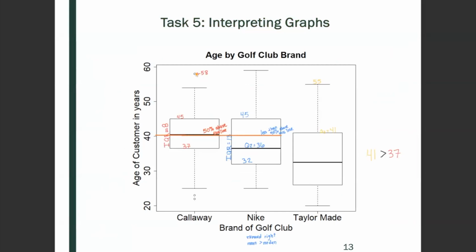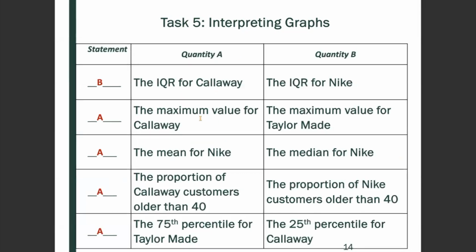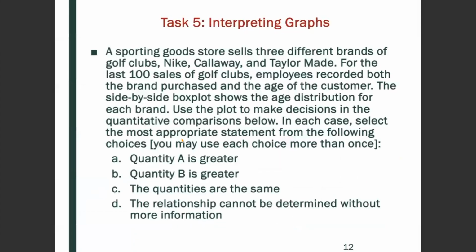So here, the maximum value for Callaway is around 58, and the maximum value for TaylorMade, there's no outliers, so the maximum value is approximately 55. So the maximum value for Callaway is larger. So that's A. And A is, just to refresh your mind, that the quantity A is greater.